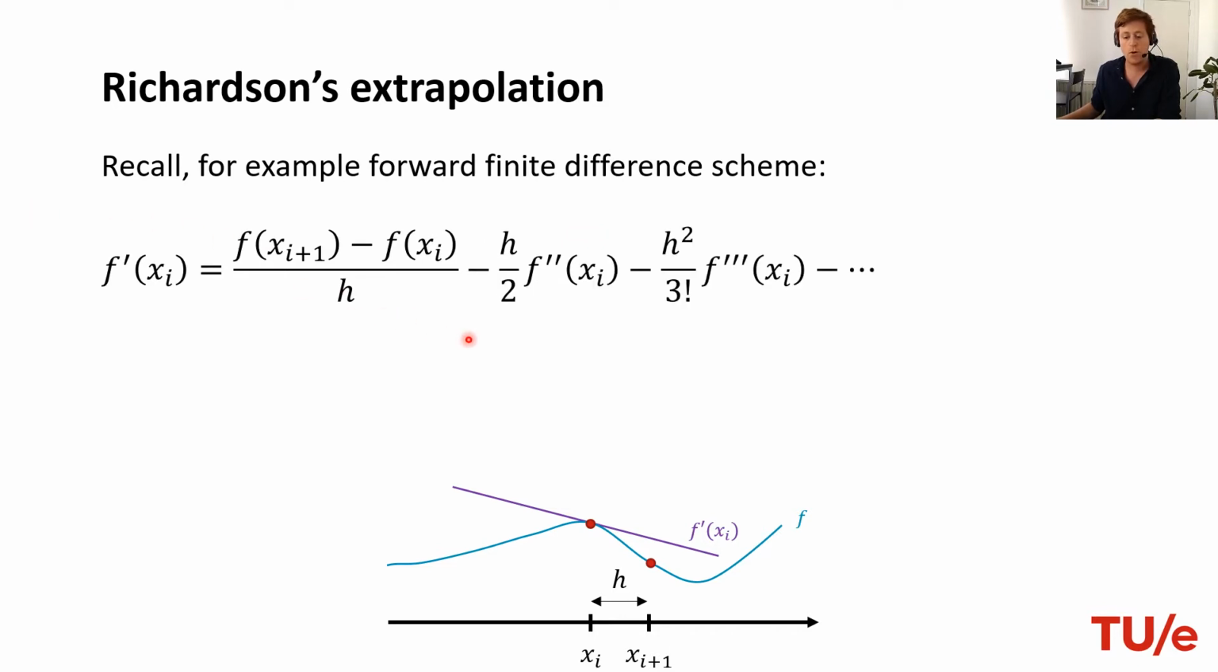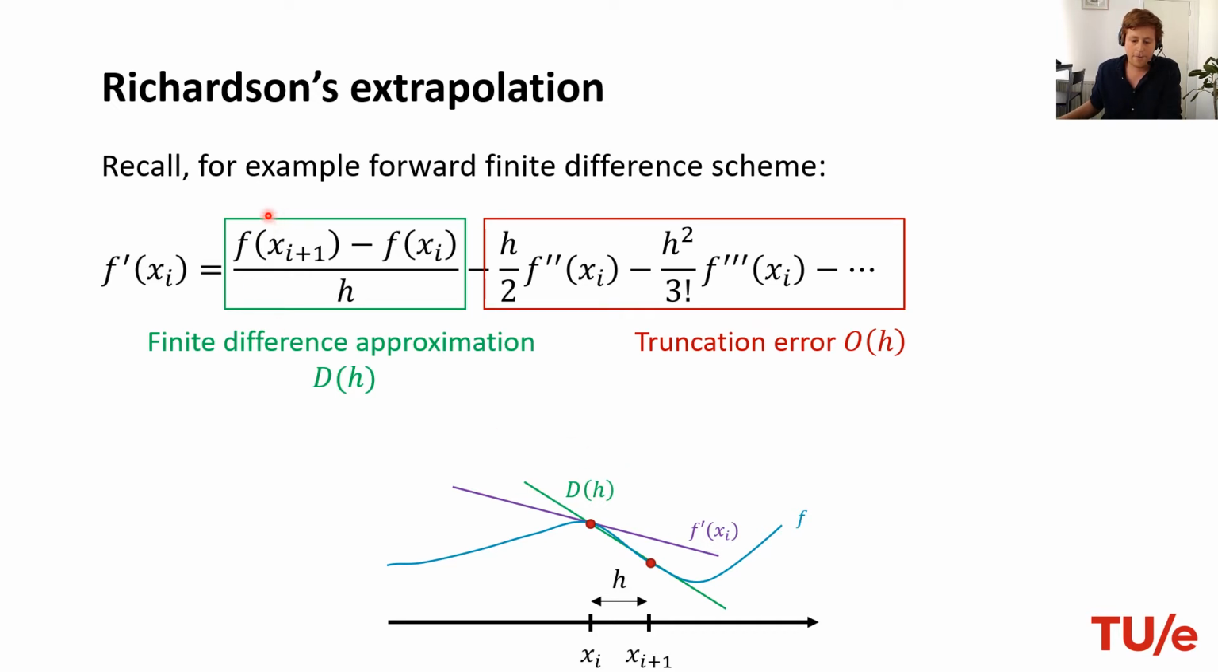And to make it a bit more explicit, this truncation error looks like this. We have as a leading order term minus h over 2 times the second derivative of f at x_i, minus h squared over 3 times the third derivative, etc. Or you could write this only as a second derivative by using this ξ in between x_i and x_{i+1}.